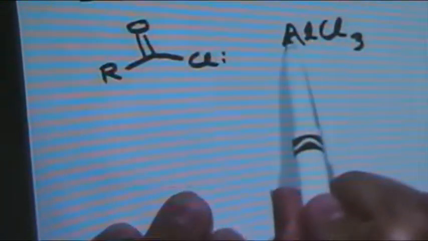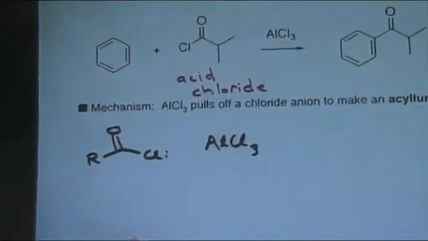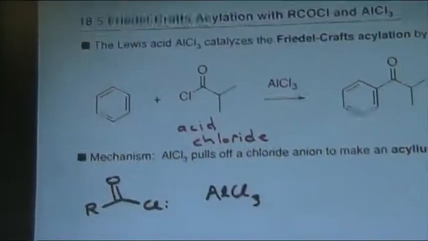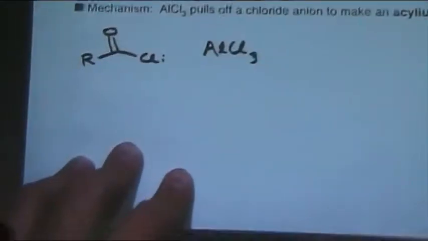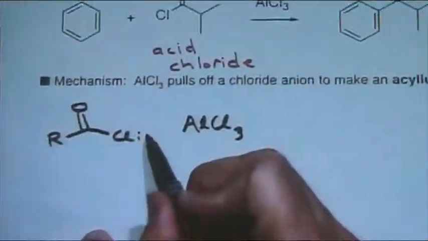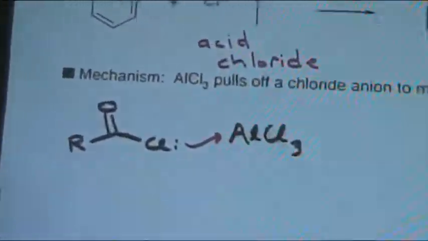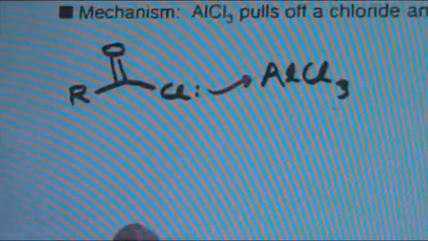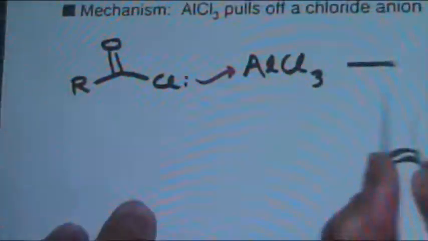And in fact, the lone pairs of oxygen do attack aluminum, but they come right back off. Oxygen attacks aluminum, it pops back off. Oxygen attacks aluminum, it pops back off. Every once in a while, this chlorine lone pair will attack aluminum, and what it does is it converts that chlorine into a super powerful leaving group.